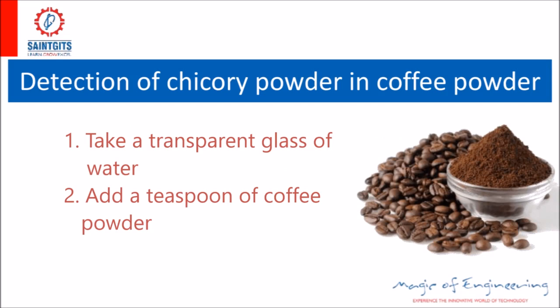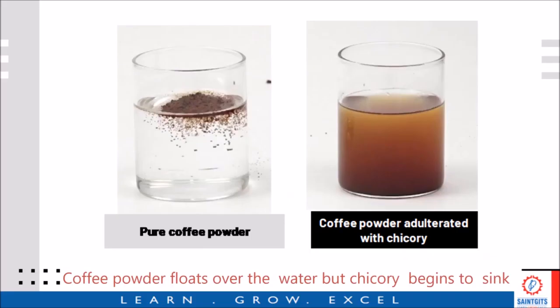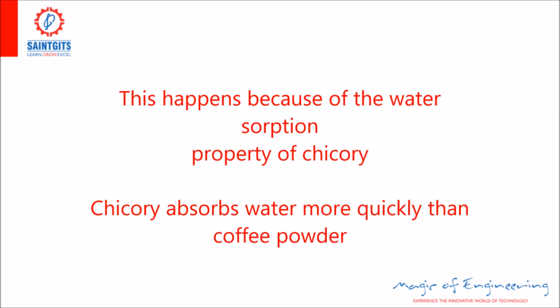Detection of chicory powder in coffee powder. Take a transparent glass of water. Add a teaspoon of coffee powder. Coffee powder floats over the water, but chicory begins to sink. This happens because of the water absorption property of chicory. Chicory absorbs water more quickly than coffee powder.